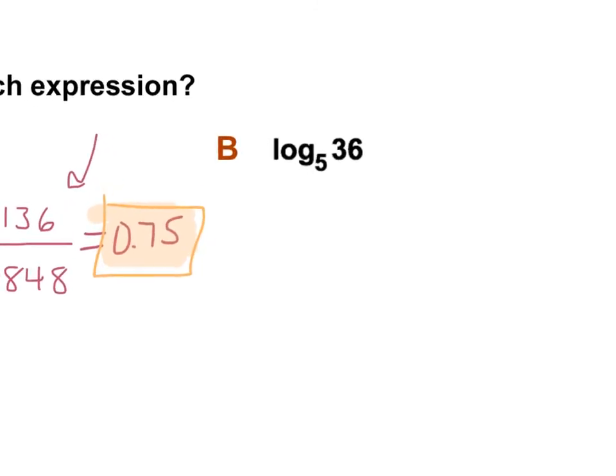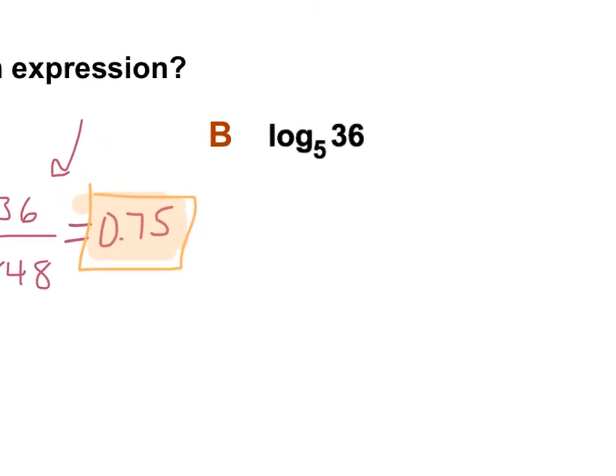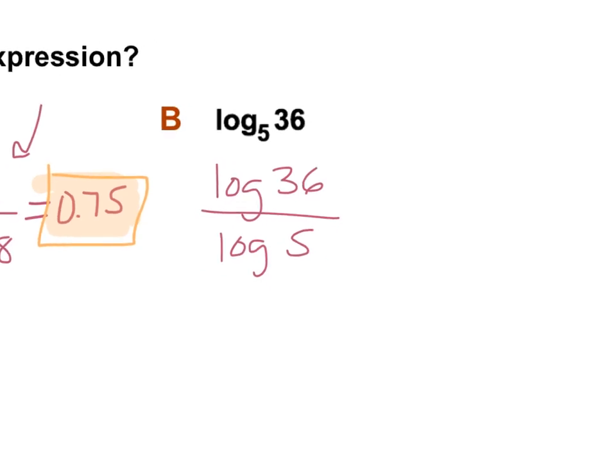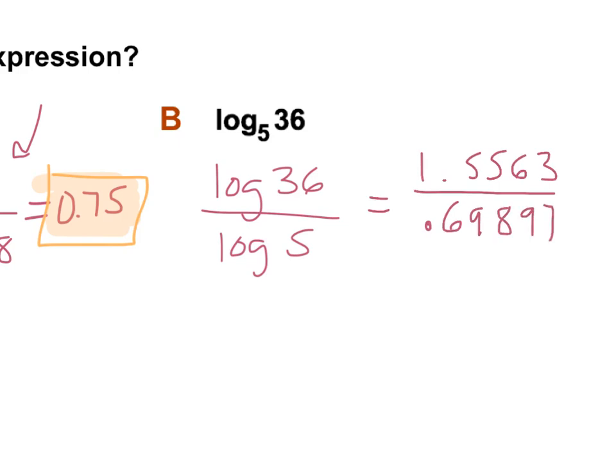All right, let's go to example B. So we're going to do the log of 36 over the log of 5. So if we put the log of 36 into our calculator, we get 1.5563. And then if we do the log of 5, we get 0.69897. And now we're just going to divide these two.